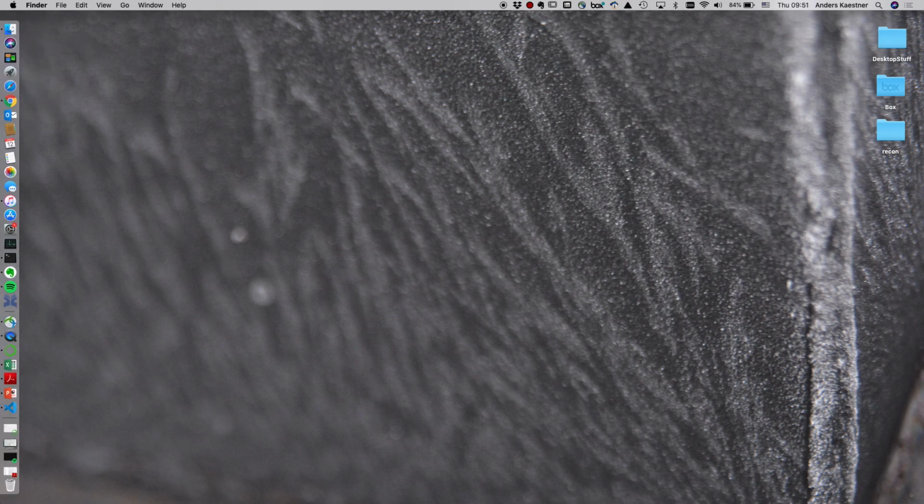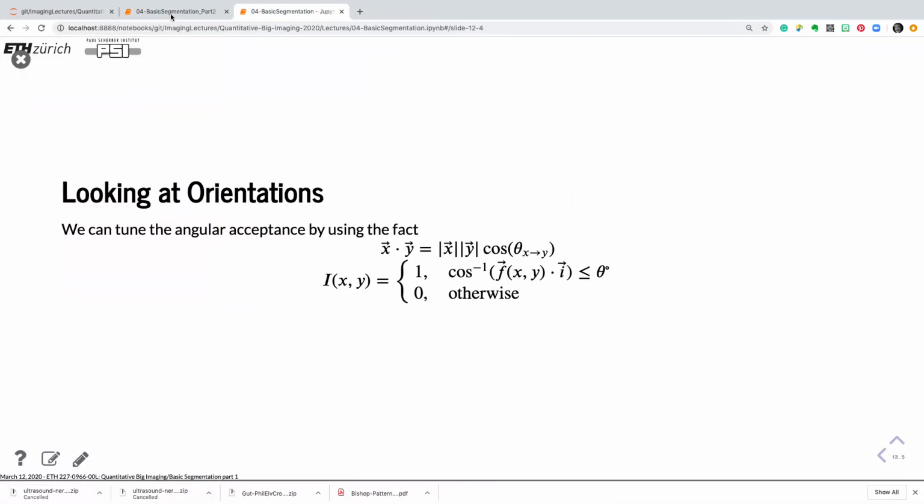Where do I have my mouse? My mouse pointer is gone.